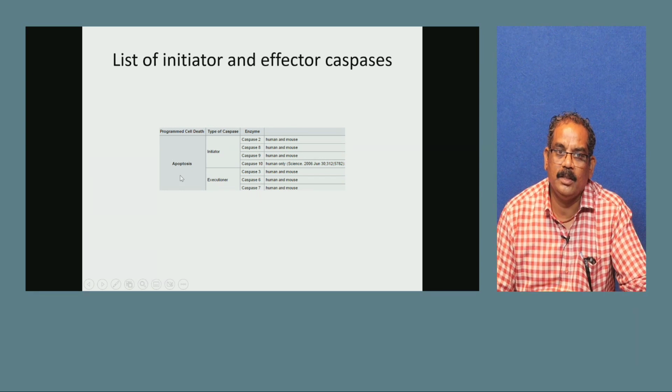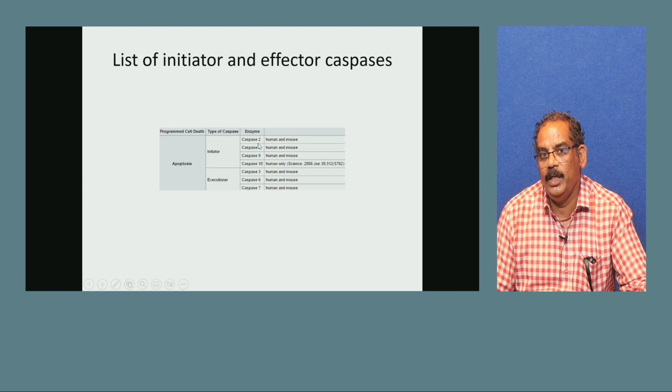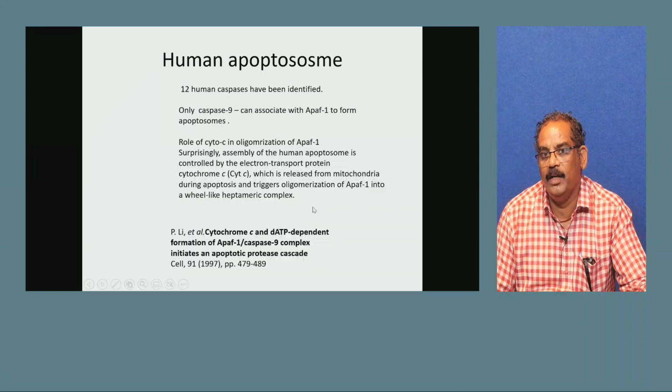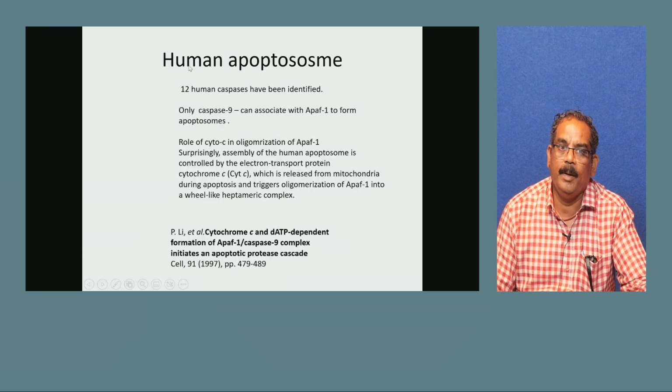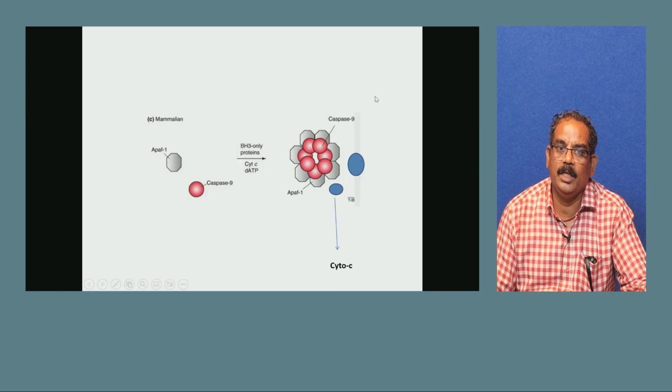Suppose you take a cancer cell and add some kind of anti-cancer drug, apoptosis will happen. The initiators of apoptosis are caspase 2, 8, 9, 10. These will start the apoptosis, and it will be executed by caspase 3, 6, 7. So beautiful. During apoptosis, human apoptosome formation takes place.